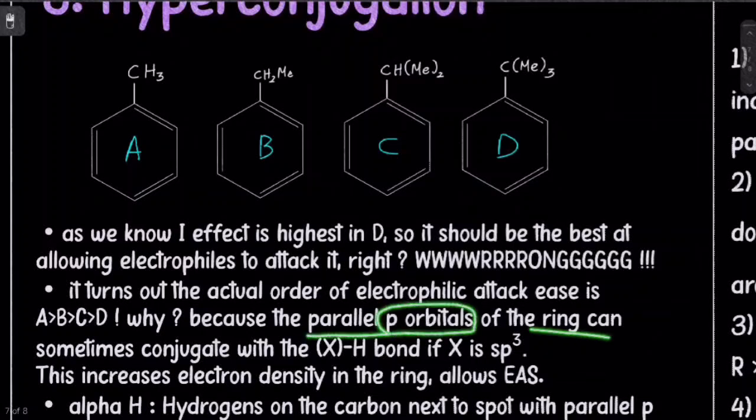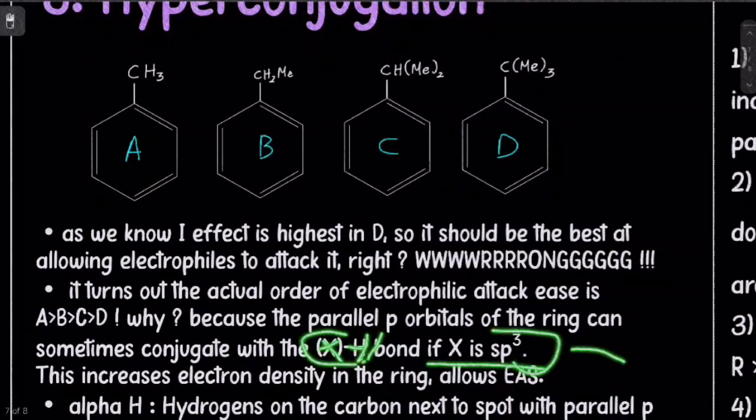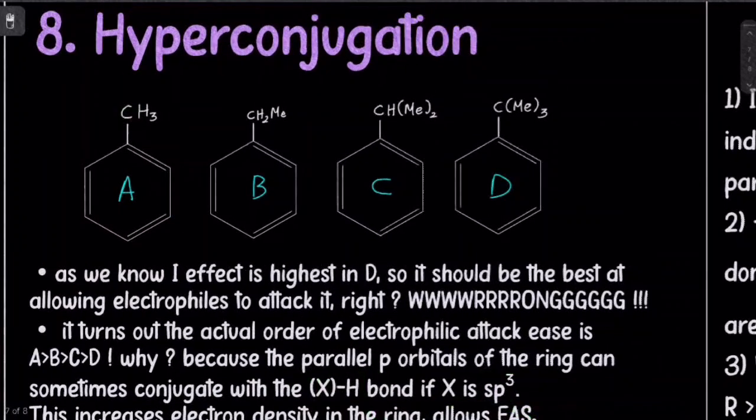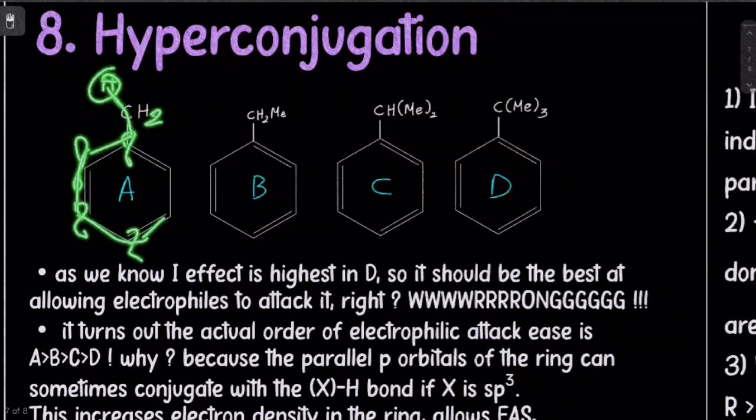These parallel p orbitals of the ring can sometimes conjugate with the XH bond if X is sp3. Well, consider this CH bond. This is a CH bond, C is sp3 here. So this CH bond here can sometimes conjugate with the parallel orbitals like this. And this causes a stabilizing effect.